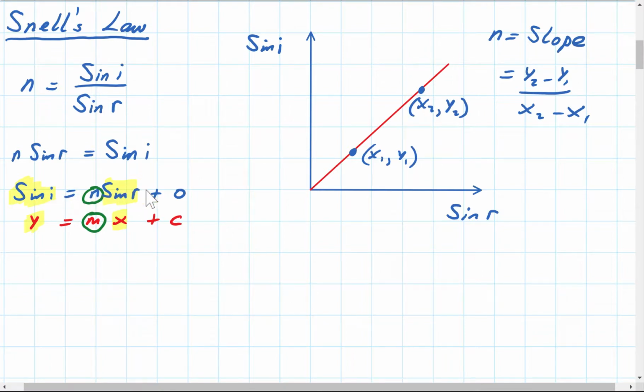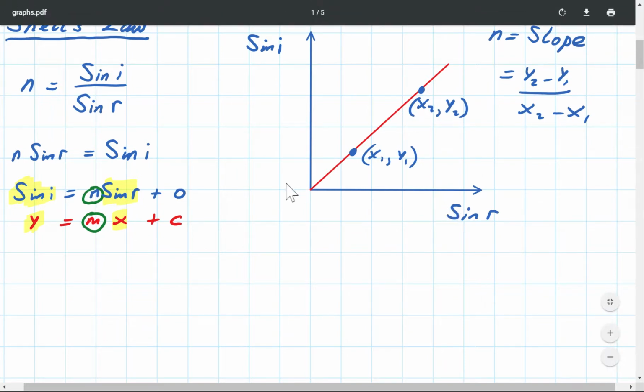Now, if you correspond that to y equals mx plus c, you'll see that x now corresponds to sine r and y corresponds to sine i. So along the x-axis, that's the reason why the x-axis for this experiment is sine r, and that's the reason why the y-axis is sine i, as you see there.